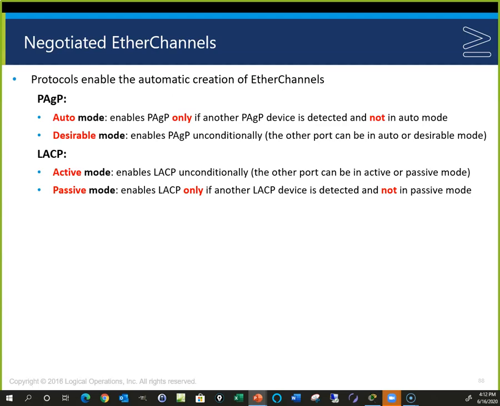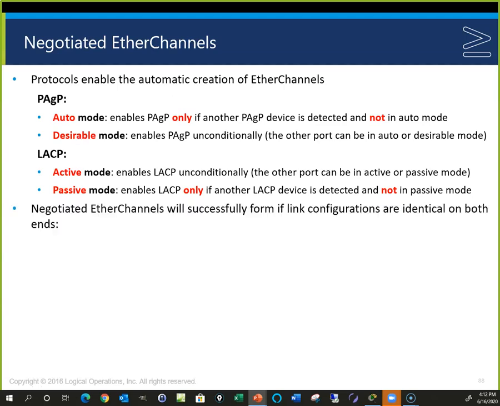LACP, active and passive. An active and a passive will, an active and an active will, a passive and a passive will not. In the auto and desirable, desirable will, desirable and auto will, an auto and an auto will not. An auto only will form a channel if the other end asks it to, and the only one that has any ability to ask it to is going to be a desirable.